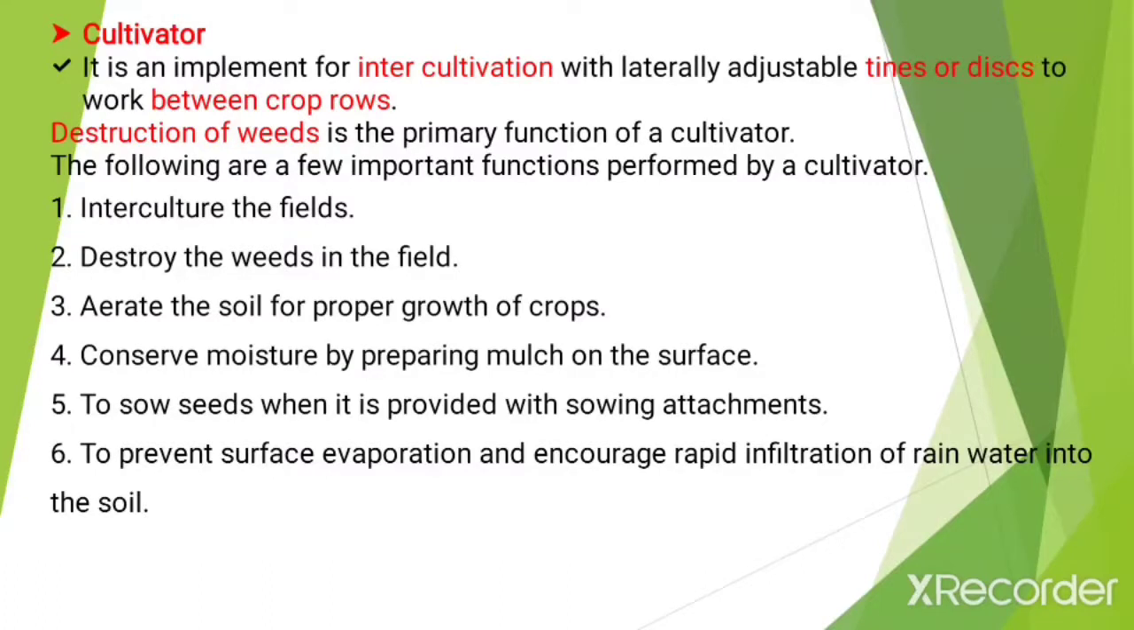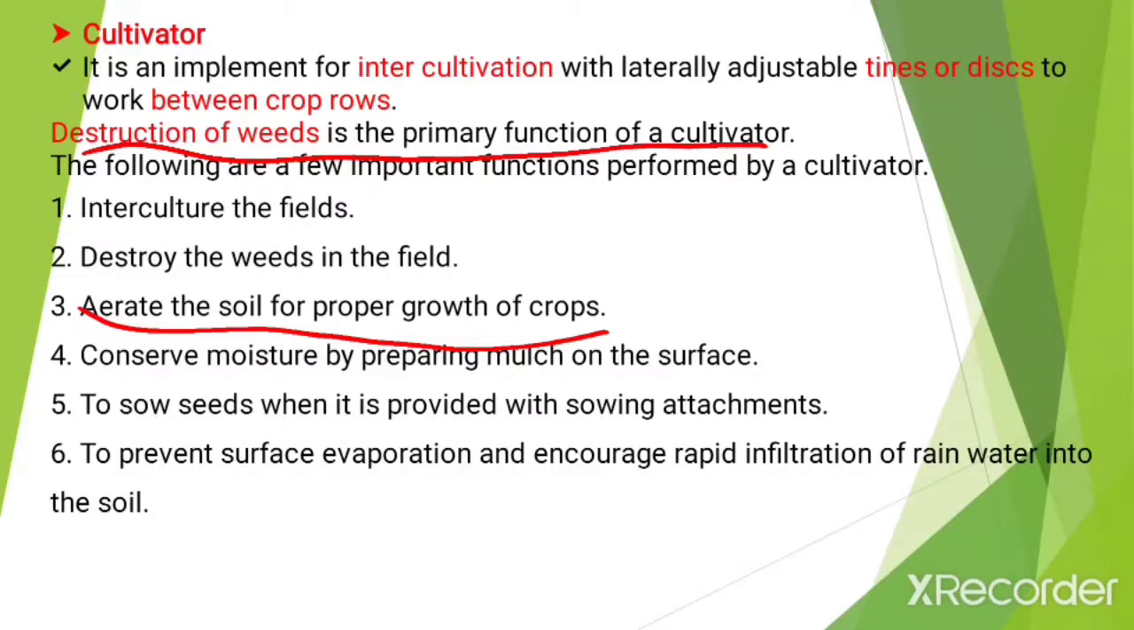So for removing the weeds, loosening the soil, breaking up the soil, etc. Destruction of weeds is the primary function of the cultivator, and there are some other functions. Let's see them one by one. First, interculture the fields, then destroy the weeds in the field, then aerate the soil for proper growth of the crops. Then conserve the moisture by preparing mulch on the surface.